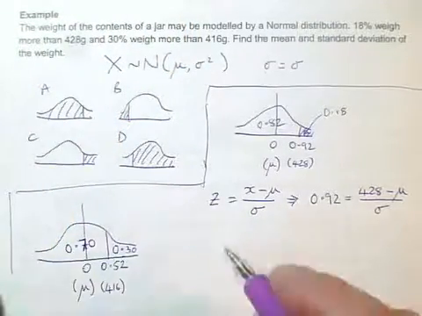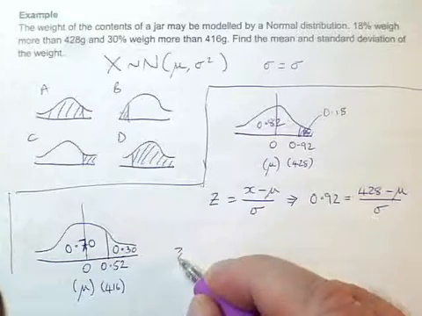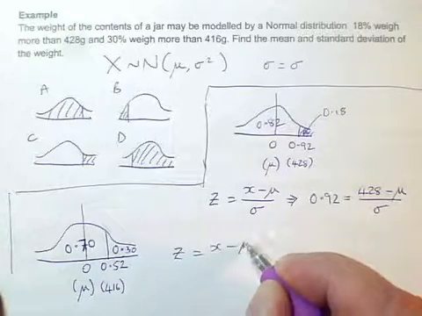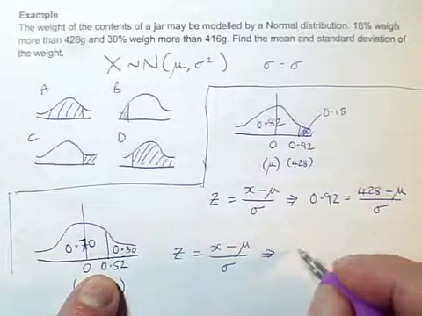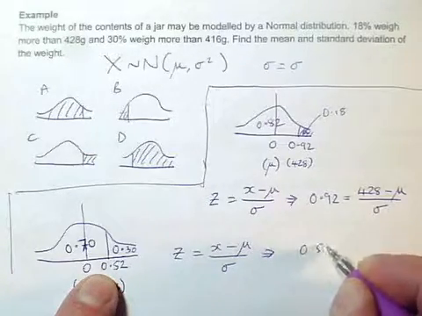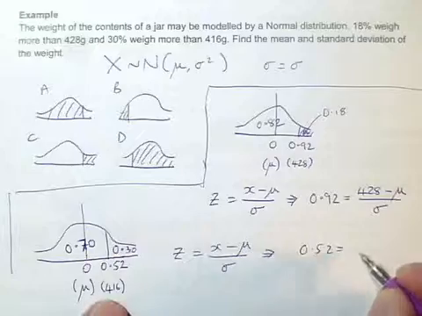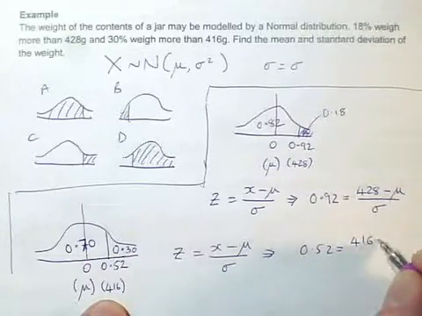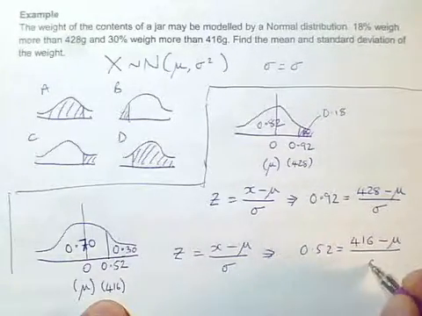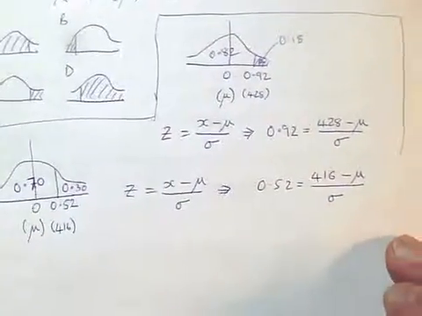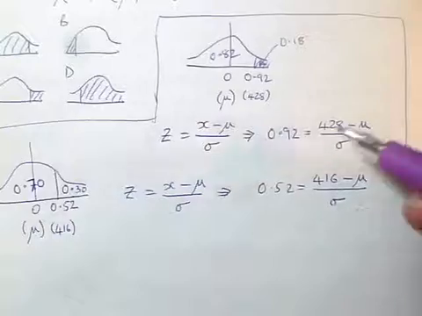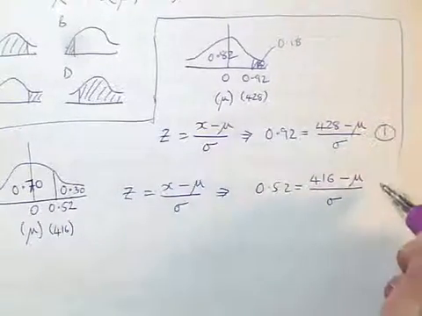And I'm going to do exactly the same as I did with the other one. I'm going to say Z equals x minus mu over sigma, which gives me this Z value of 0.52 equals this x value, which was 416 minus mu over sigma. And now it's just algebra. So how am I going to get the values of mu and sigma out of these two equations? Let's call them 1 and 2.